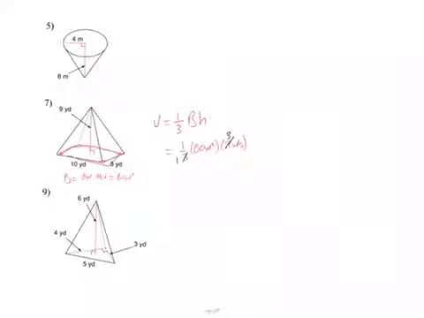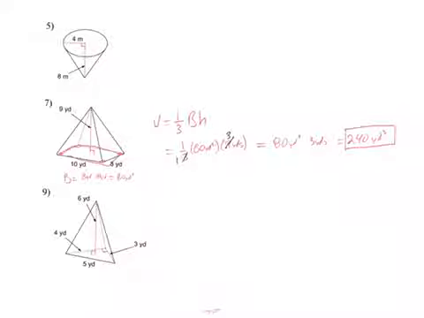So this will come out to be, I'm going to go to the right because I have more room there, 80 yards squared times 3 yards. So 80 times 3 is going to be 240. Yards squared times yards is going to be yards cubed, which really makes sense because we're talking about volume. We're talking about how many cubic somethings we can fit into that shape. So 240 yards cubed is the answer for that one.